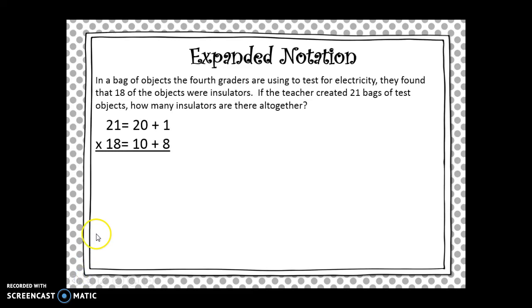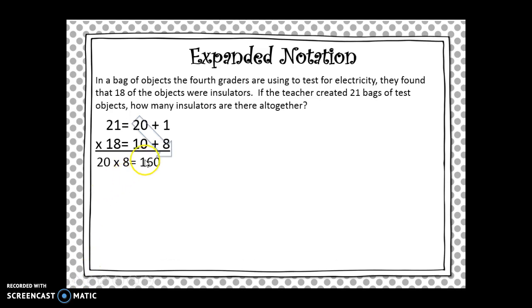Next, you will see that I have written each of those numbers in expanded form. 21 becomes 20 plus 1. 18 becomes 10 plus 8. Pause the video as you record down the expanded form of these two numbers. In the first step of expanded notation, I want to look at the two numbers that I have in the arrows. So I'm going to multiply 20 times 8, and I'm going to write that down below. 20 times 8 is equal to 160. Pause the video as you write that down.